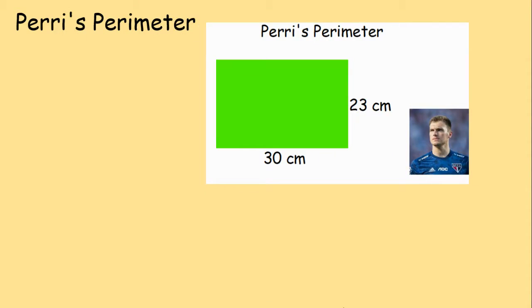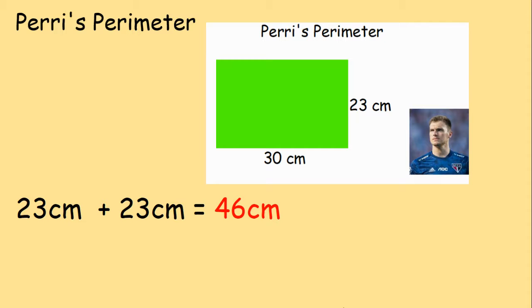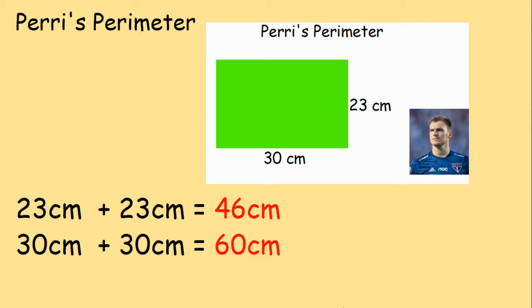Well done. The perimeter is the distance around a 2D shape. I know that the sides parallel to each other are going to measure the same. Therefore, the side opposite to 23 is going to also be 23. I'm going to double 23 centimetres, which gives me 46 centimetres. I know that the side opposite to 30 centimetres is also going to be 30 centimetres. So I'm going to double that number too, which gives me 60 centimetres.